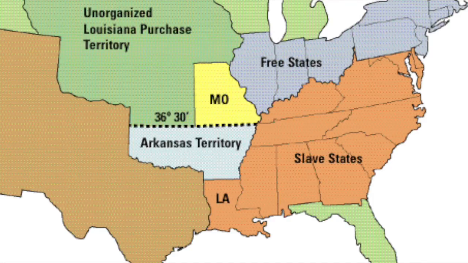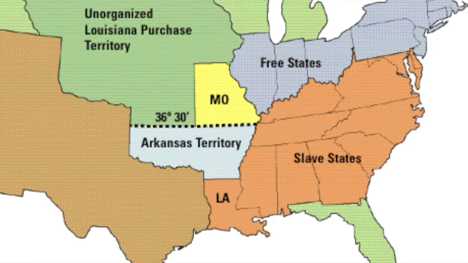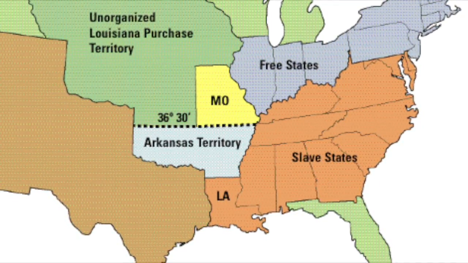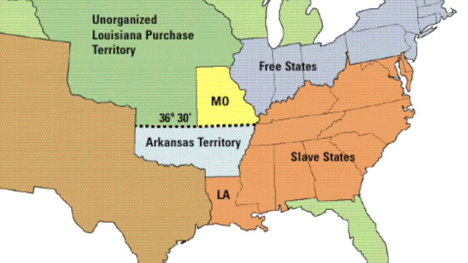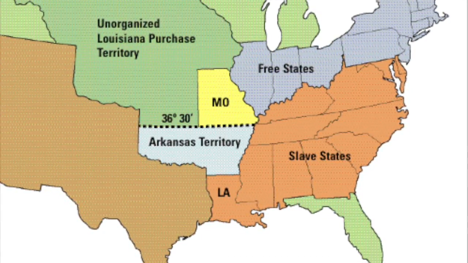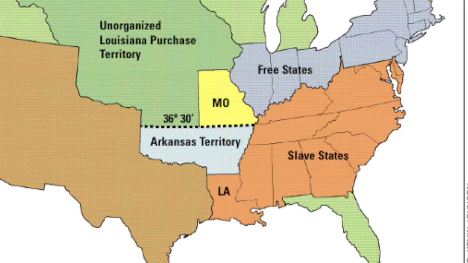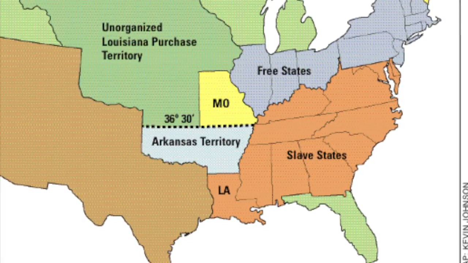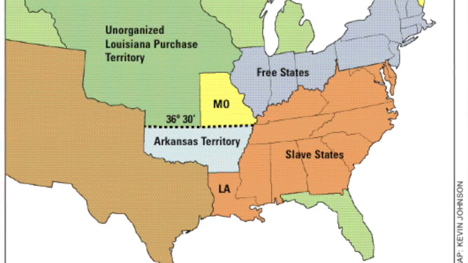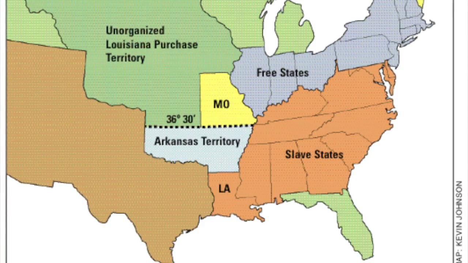Missouri Compromise. In 1819, Missouri wanted to join as a slave state. That was a problem. Henry Clay created a compromise. If Missouri enters as a slave state, then Maine will enter as a free state. There was a line drawn in the middle of the Louisiana Purchase. Above the line was free states, and below the line was slave states.